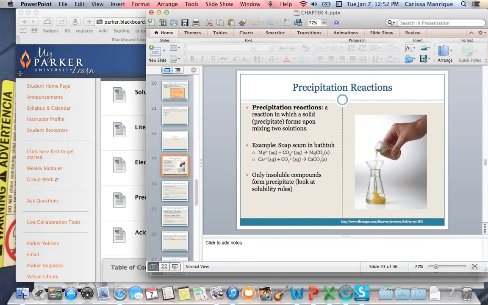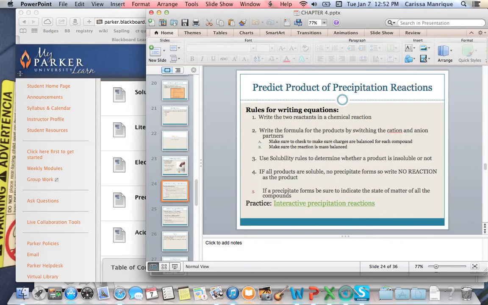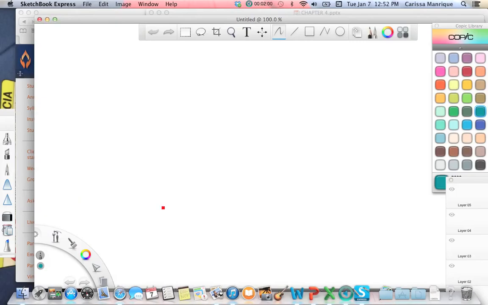Okay, so let's look at how you write these. Here are the rules. You write the two reactants in a chemical equation. You write the formula of the product by switching the cation and anion. Balance the charges. Use the solubility rules. If all the products are soluble, no precipitate forms. Okay, so let's look at a reaction. Let's look at the one we just looked at, actually.